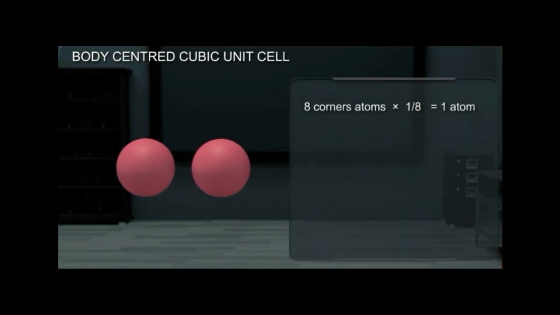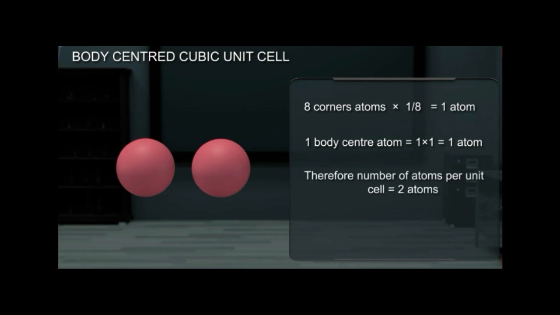So there it is, 8 corners. Each corner is equivalent to 1 by 8, and there are 8 corners, so 8 into 1 by 8 is 1 atom, and inside the body 1, so that is 1. Total is 2 atoms. So the total number of particles present in a body centered cell is 2, or we say the rank of a body centered cell is 2 atoms.